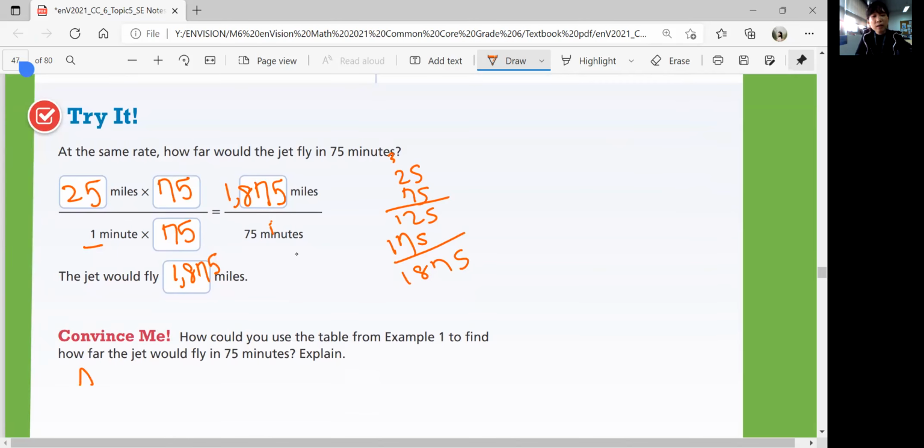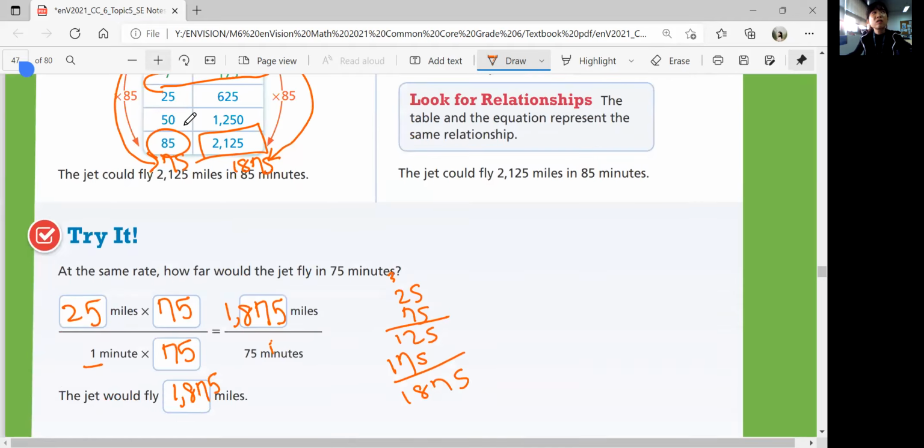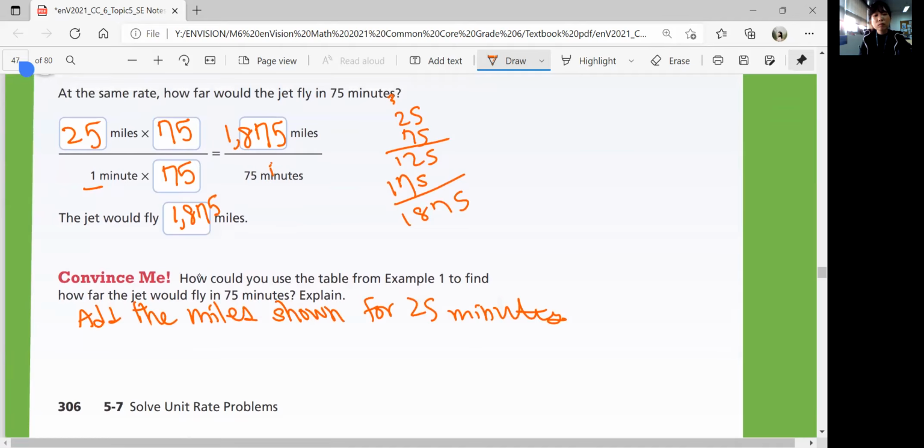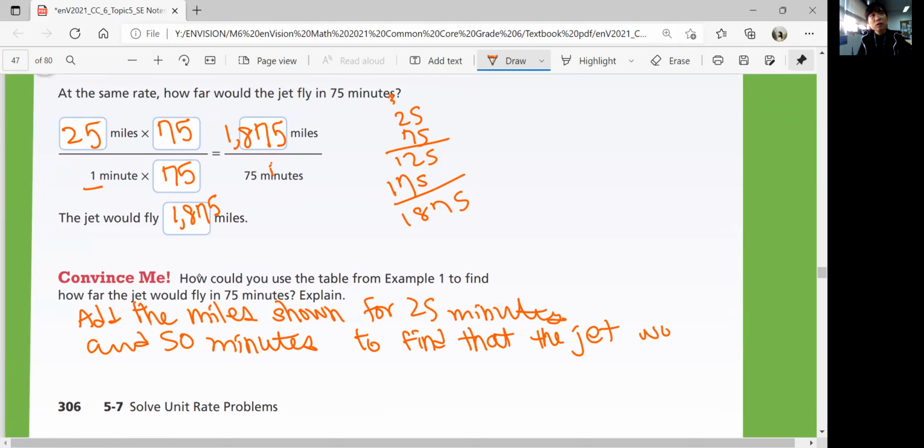So how would you explain? Add the miles shown for 25 minutes and 50 minutes to find that the jet would fly 1,875 miles in 75 minutes. Because, yeah, you can also multiply or you can keep adding the same numbers.